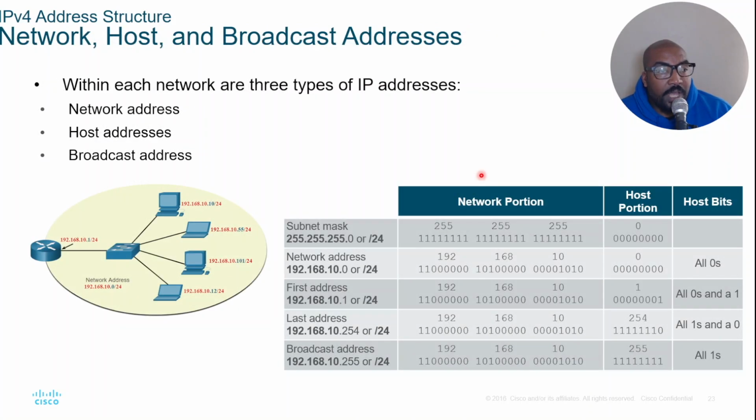Within each network are 3 types of IP addresses. We have the network address, host address, and the broadcast address. We kind of just got into that. So each network is going to have the network ID, and then you're going to have a broadcast. Those 2 IP addresses are reserved, okay? Those 2 IP addresses are reserved. As you can see here, this is the network portion. Everything past the network is zeros. And then if it's a broadcast, everything past the network portion is going to have a bunch of 1s, which means everything is on.